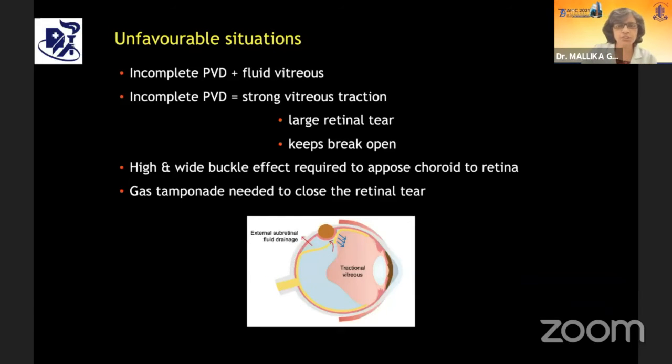Another unfavorable situation is when there is an incomplete PVD, as I explained, because that continues to keep the tear open, and the retina also has a traction internally. So in this situation, we need a high and wide buckle effect to oppose the retina to choroid. And you also need a gas tamponade internally to close the retinal tear, especially if the vitreous is liquefied, that doesn't do the job of internal tamponade. And so you need air or gas. So this is how the incomplete PVD will keep a break open.